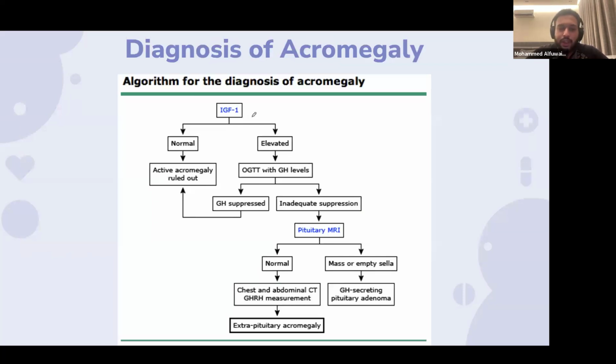So after you have ordered IGF, which is what you correctly said, then you do an oral glucose tolerance test with growth hormone level. Usually, when you give an OGTT, it will suppress growth hormone secretion. So if it's suppressed, then you're going to rule out acromegaly. It's done, okay? However, if it's inadequately suppressed, then you order pituitary MRI, then you'll see the mass from there. If it's a normal pituitary MRI, then you might look for other causes of growth hormone secretion, which could be paraneoplastic, and it's not important that you guys know this step over here, okay? Now, with patients with growth hormone secreting pituitary adenoma, what's the first line management?